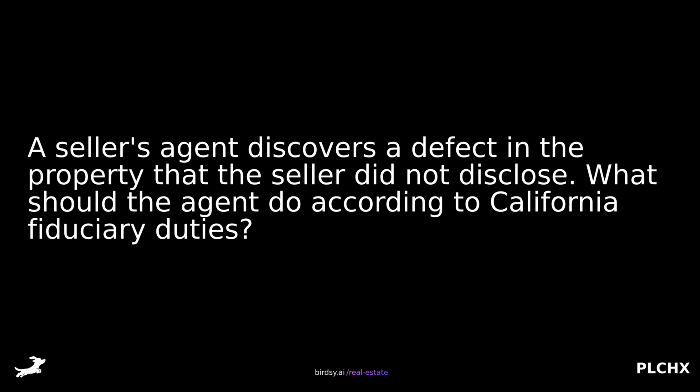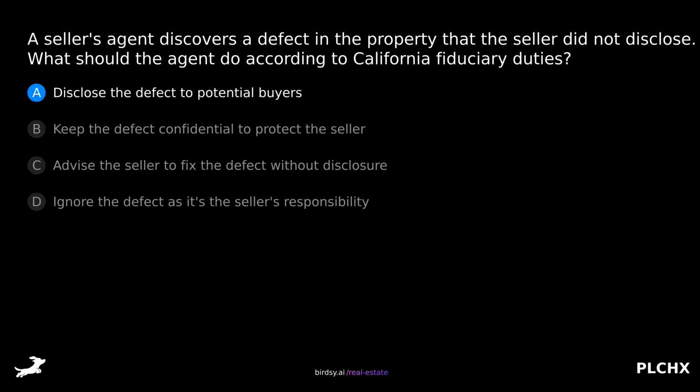A seller's agent discovers a defect in the property that the seller did not disclose. What should the agent do according to California fiduciary duties? Is it A, disclose the defect to potential buyers? B, keep the defect confidential to protect the seller? C, advise the seller to fix the defect without disclosure? Or D, ignore the defect as it's the seller's responsibility?